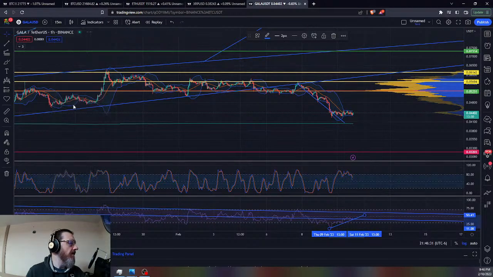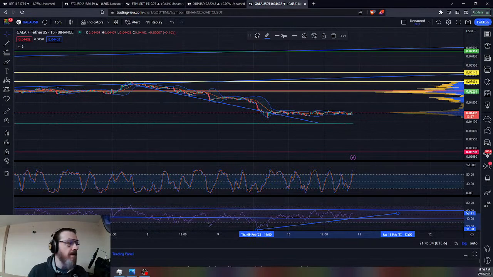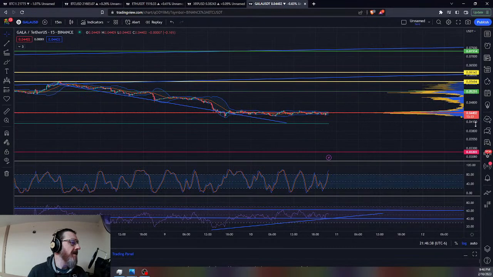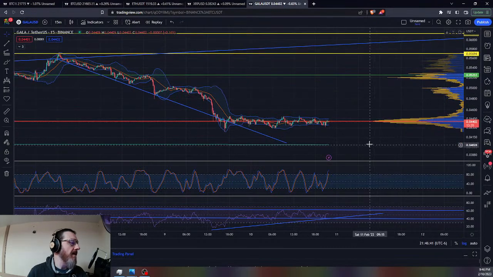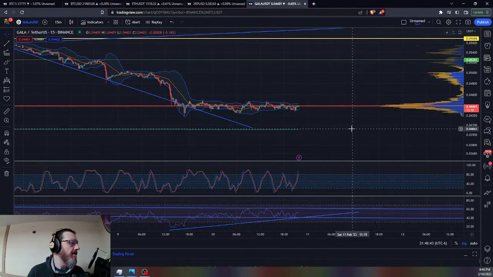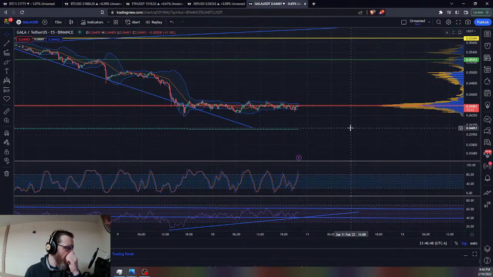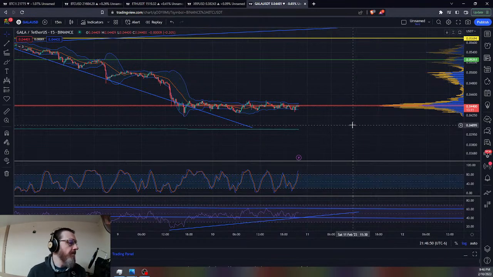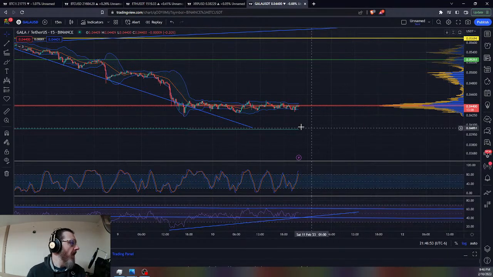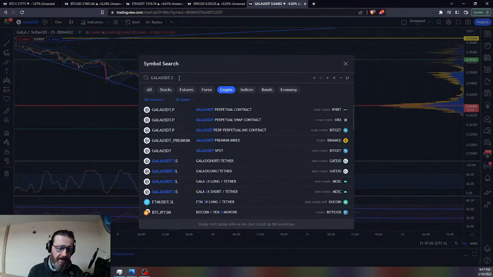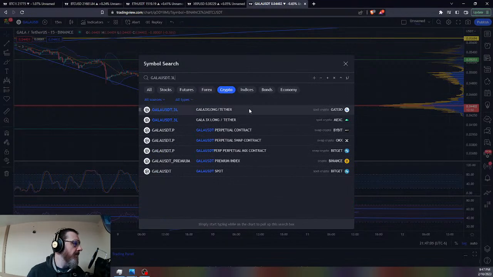So if we swing in a little bit, because I know you're looking for some scalp opportunities here, this 15 minute is just flat as a pancake. This really could go either way. I'll show you a little trick here, and you can't do this with all the assets, but Gala does have this 3L token.